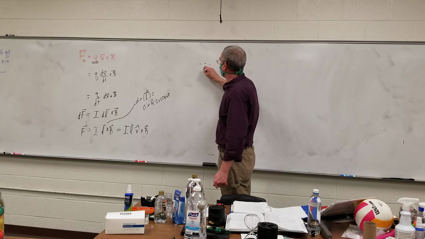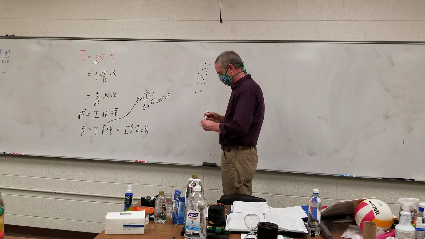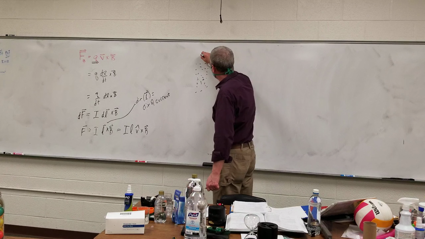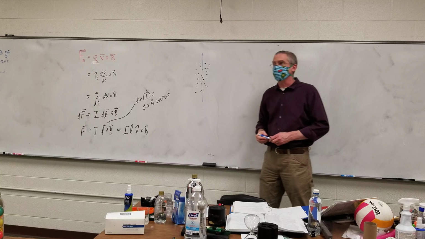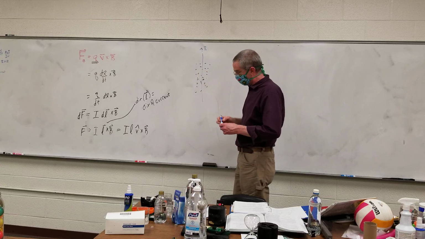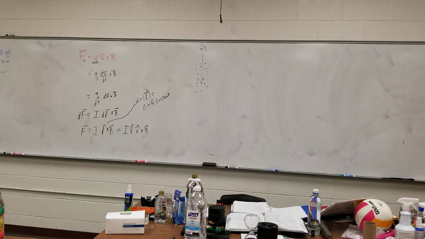So if I have a magnetic field here, coming out of the board, and I have a wire running through it, and let's just make the current flow up this time, which way will the wire be forced?